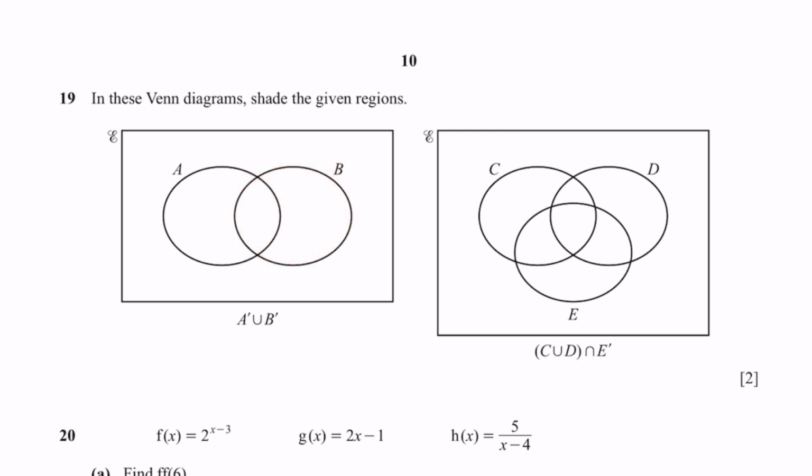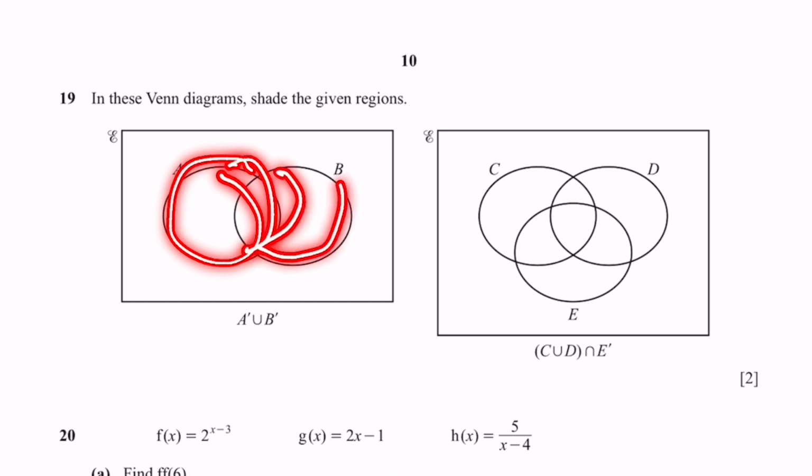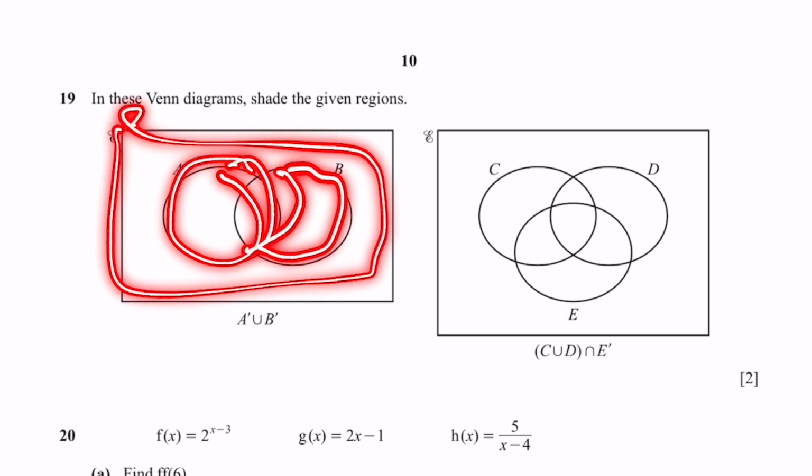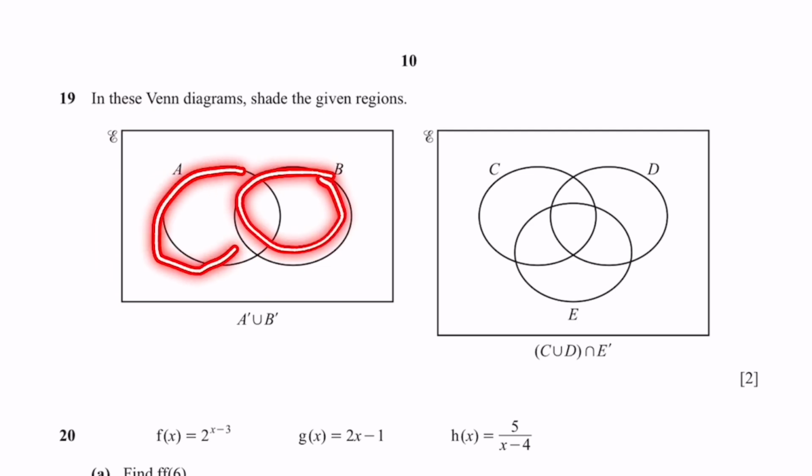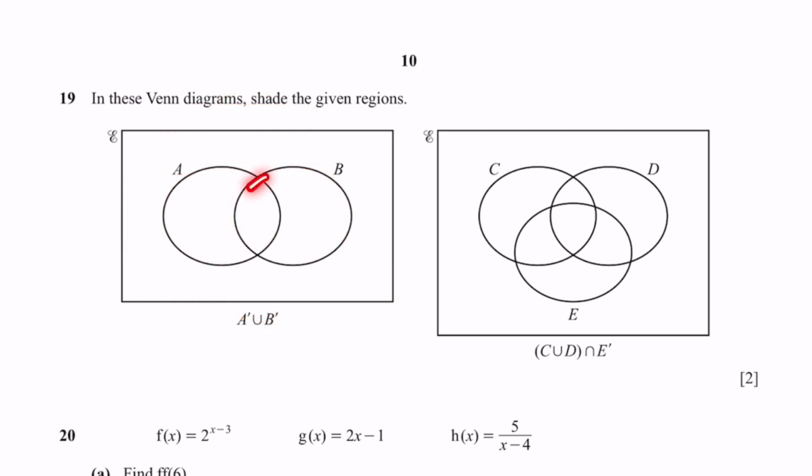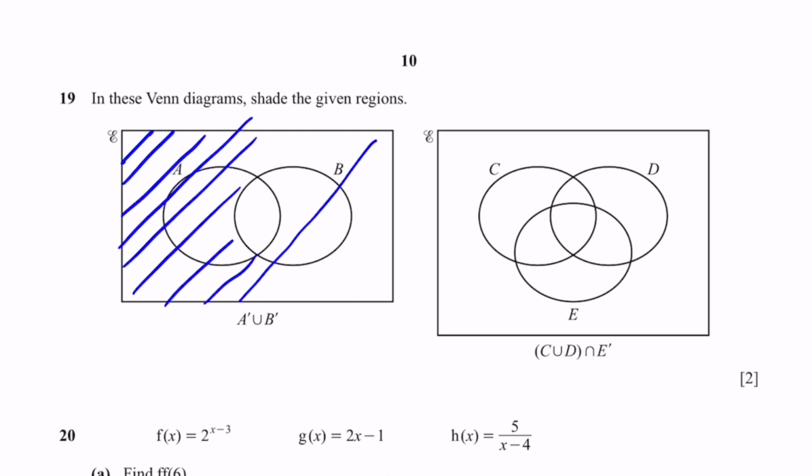So if we combine A prime and B prime, A prime includes this part of B and the outer region, right? And B prime includes this part of A and the outer region, which means only this intersection is out, or it is not going to be shaded if you want to represent that. So you have to shade everything except for that small intersection in the middle of the two circles. And that's the answer for the first one.